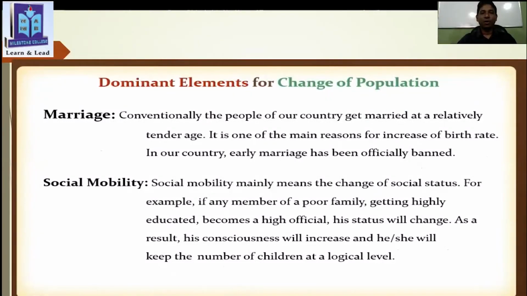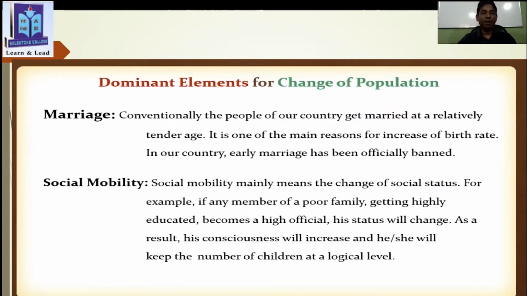Now another two points here. Marriage. Conventionally, the people of our country get married at a relatively tender age. It is one of the main reasons for the increase of birth rate. In our country, early marriage has been officially banned, right? So this is the fact of marriage. Early marriage is another reason for the increase of population.